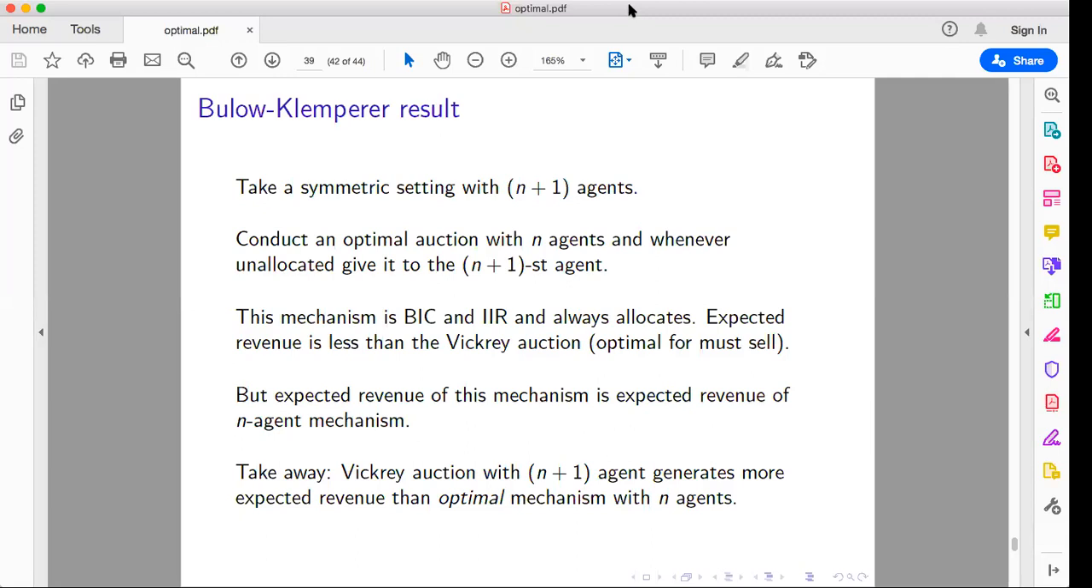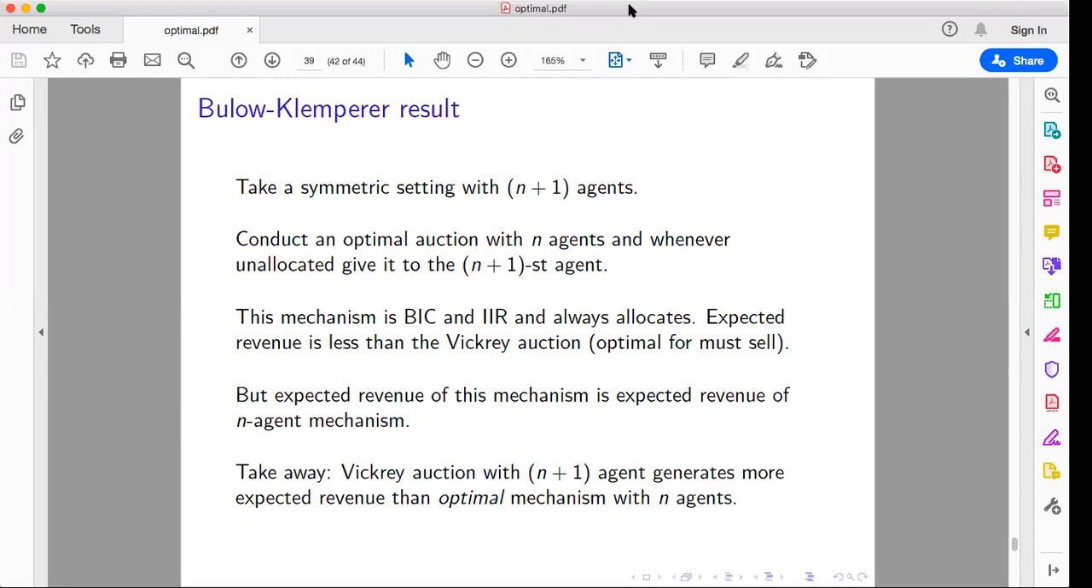So the mechanism is as follows. n plus 1 agents enter a room. I grab one of the agents and keep him aside. In the remaining n agents, I tell them to report their values. If at least one of the values is above the reserve price, I allocate to the highest valued agent and ask him to pay the higher of the second highest value and the reserve price. If everybody has value less than the reserve price, I give the object to the agent I had taken out earlier for free.